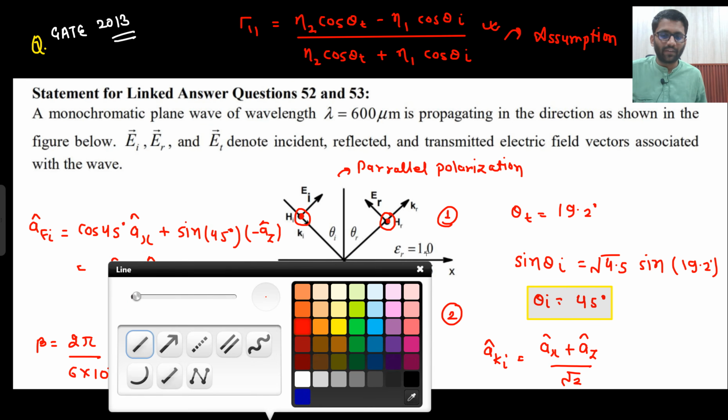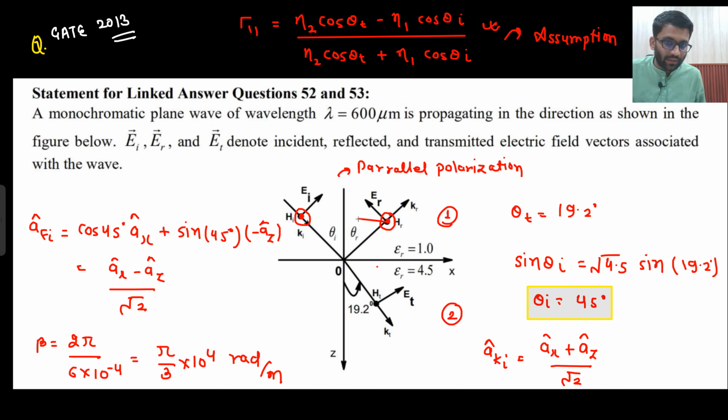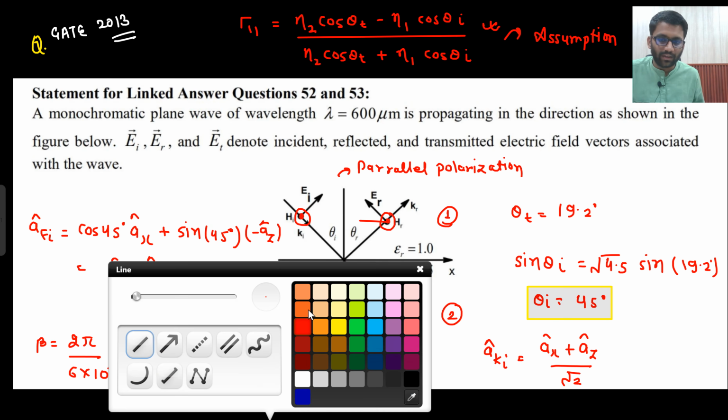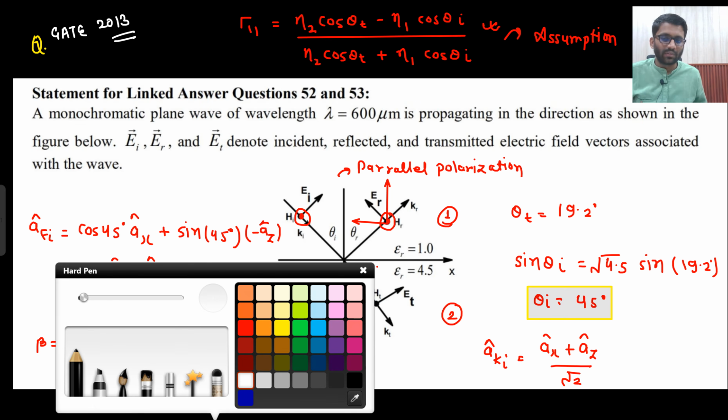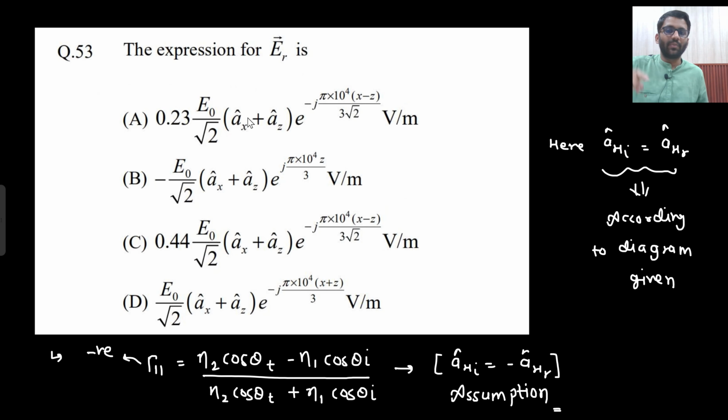That means the electric field will be going in negative x and negative z. Are you getting this point? Let's see it again. The electric field will be going in negative x and negative z. So in the answer, the direction should be minus ax minus az, but there is no such option. Only this direction is there, minus ax and minus az, but the reflection coefficient is not correct here. Are you getting this point?